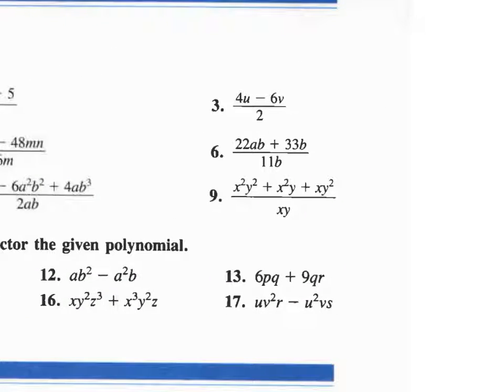So for example, here on number 3, I would write the 4u divided by 2, 6v divided by 2. This will give me 2u, and then 3v.